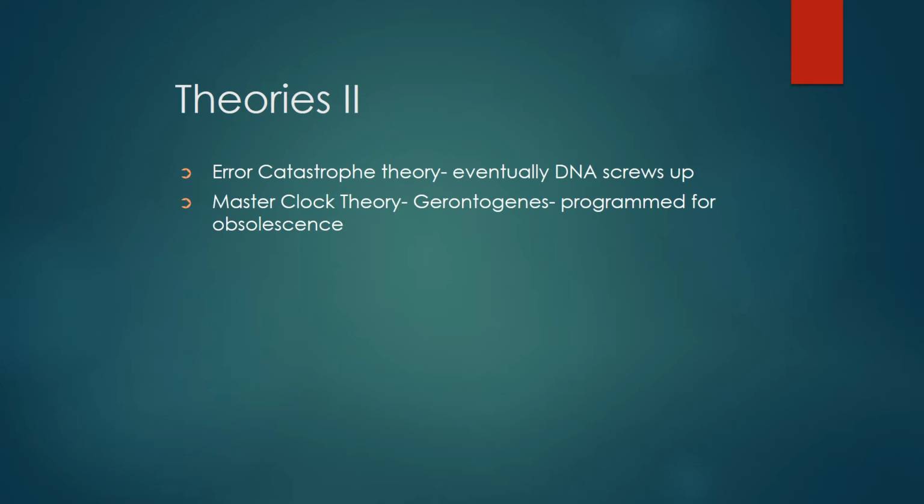Another set of theories relate to DNA. Basically, the error catastrophe theory says that eventually there's going to be some kind of a mutation, some kind of misconnection of the DNA, and that's going to damage the organism. And then, of course, the other DNA-related theory is that there are gerontogenes, genes that basically are there, which promote the decline and death of the organism, which again would have a certain amount of evolutionary adaptation.